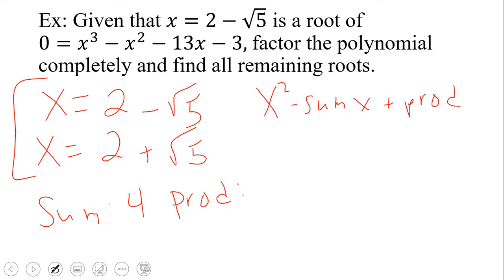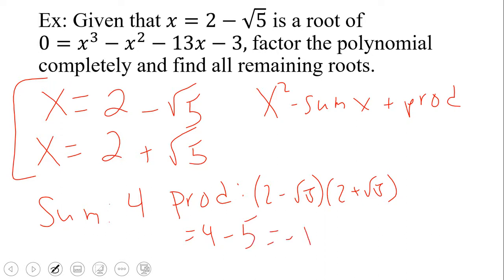When you're doing the product of conjugates, remember you only need first and last. So you're doing 2 minus radical 5 times 2 plus radical 5. You only need the first, which is 4, minus the last, and the square root of 5 times the square root of 5 is just 5. 4 minus 5 is -1.